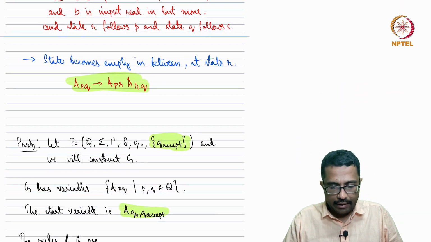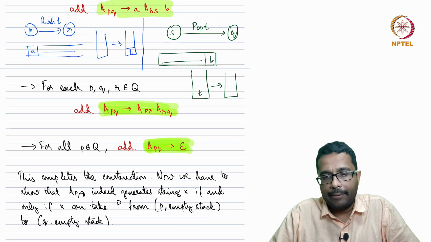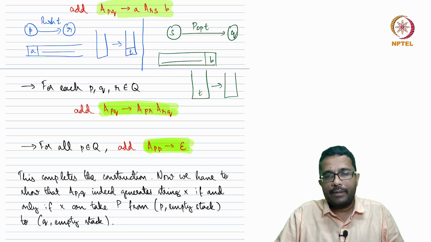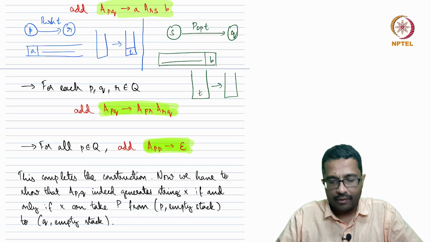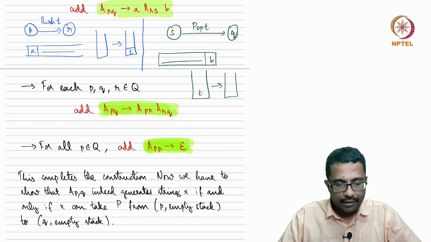So the empty string takes the PDA from P to P on an empty stack, right? It trivially does it. The empty string means it reads nothing and you don't make any move. If you are already at an empty stack, you will continue to be at an empty stack. So this is kind of a base case, right?